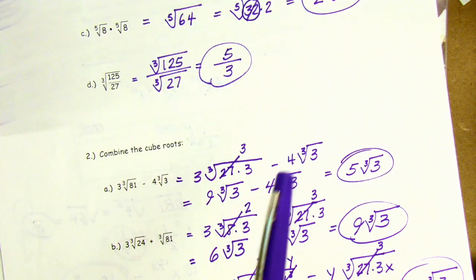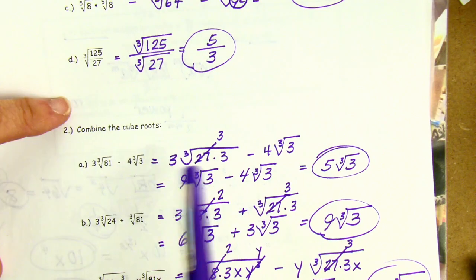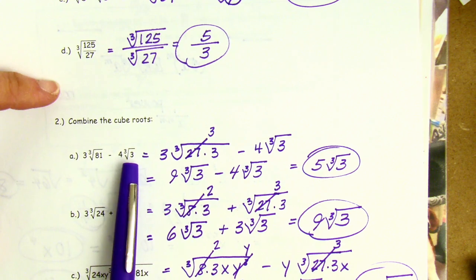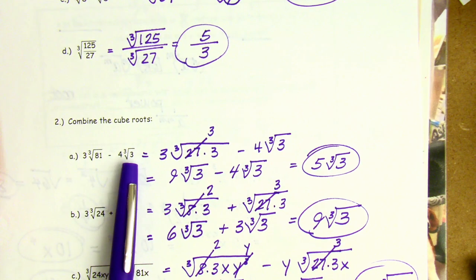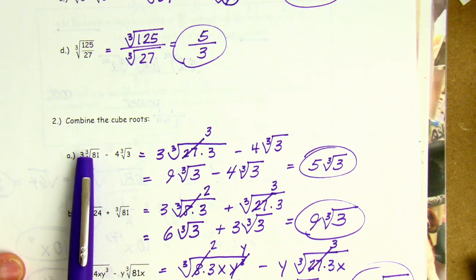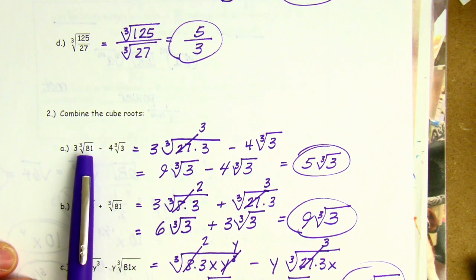I'm going to do the same thing here. But you have to make sure that the radicands are the same. You know, the cube root of 81 is not the same as the cube root of 3. And so what do you have to do here? You have to simplify. 81 is a square. It's not a cube. Again, be careful that you're not trying to do squares instead of cubes. You have to realize what the index or the root is.